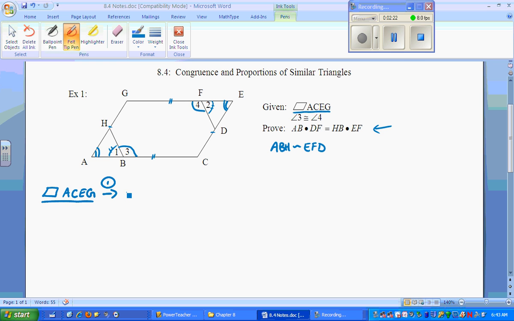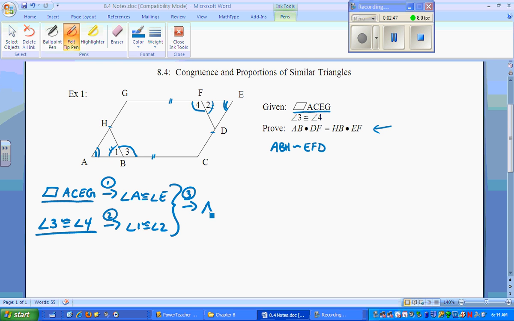So let's start out with, if we had a parallelogram, A, C, E, G, alright. Reason 1, we can say that angle A is congruent to angle E. We got one out of the two angles. The second angle came from 3 was congruent to 4, which we can arrow out and say angle 1 is congruent to angle 2 because those are supplements of congruent angles are congruent. Bracketing these two together, we now just proved that triangle ABH is similar to triangle EFG.